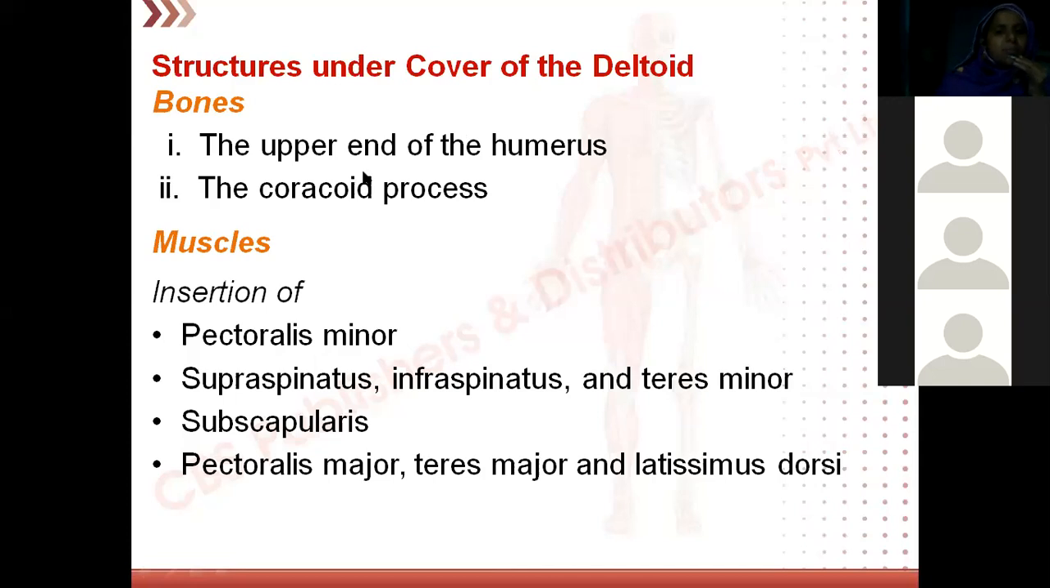Below the deltoid muscle, we are finding the upper end of the humerus, isn't it? We are finding coracoid process. Okay, we are finding other muscles which are seen. See, what are the muscles attached to coracoid process? We know pectoralis minor, isn't it? So that is, then actually even we see the short head of biceps, isn't it?